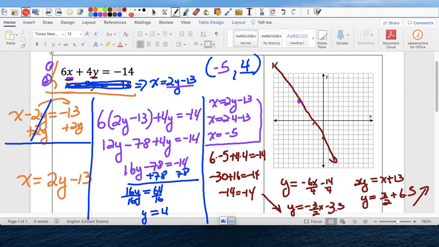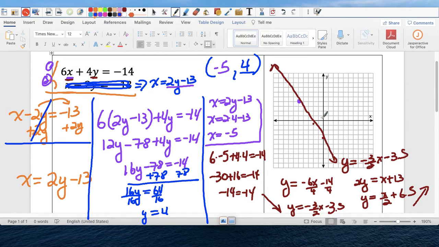This is my first equation, right? This is the equation 6x plus 4y equals negative 14. Or sorry, I should have written that. Y equals, and I rewrote that as negative 3 over 2x minus 3.5. And the other equation is the positive one, right? So the y-intercept is 6.5.